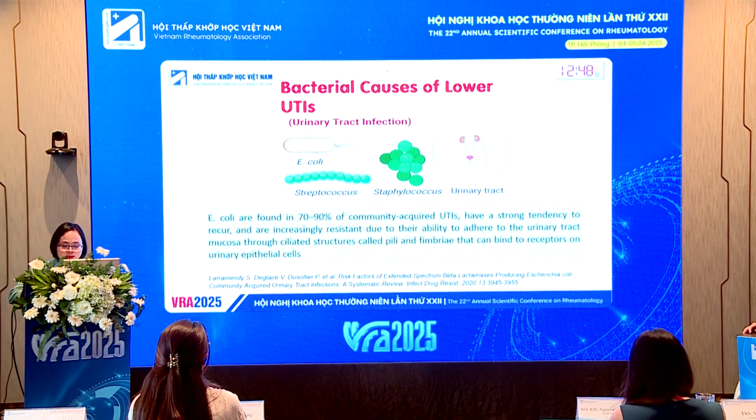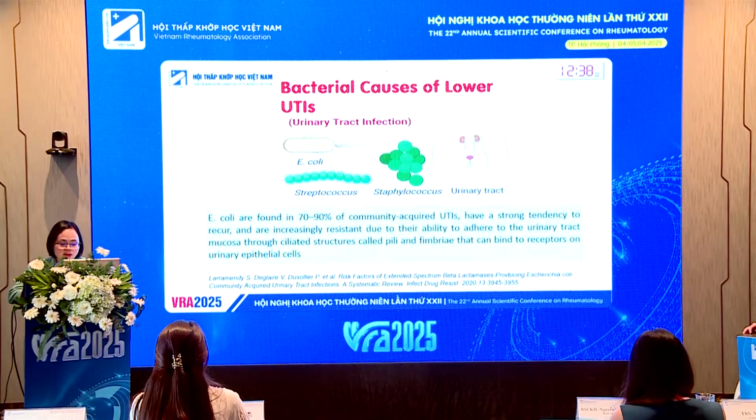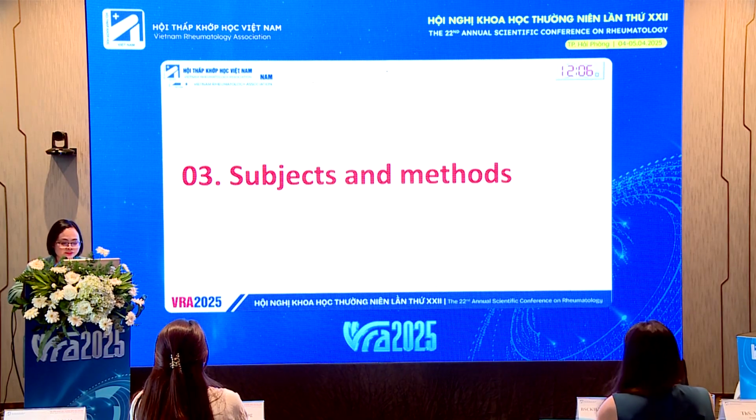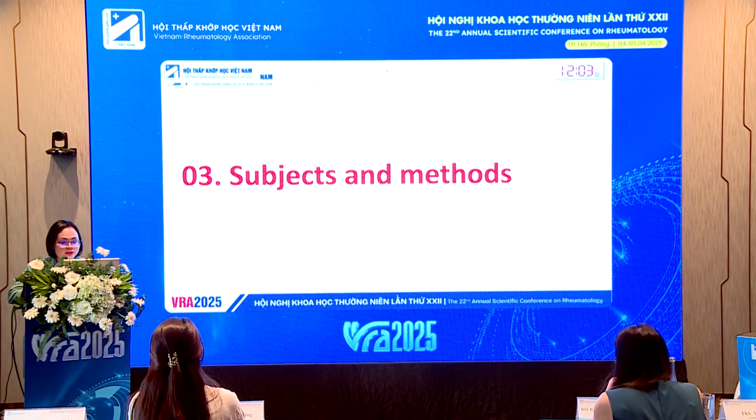And what are the common causes of lower UTIs in SPA patients? According to many previous reports, the most common agent causing lower UTIs is the Enterobacteriaceae family, particularly gram-negative bacteria, led by E. coli. They are found in 70 to 90% of community-acquired UTIs, have a strong tendency to recur and are increasingly resistant due to their ability to adhere to the urinary tract mucosa through ciliated structures called villi and fimbriae that can bind to receptors on urinary epithelial cells. And now we come to the subject and method section.